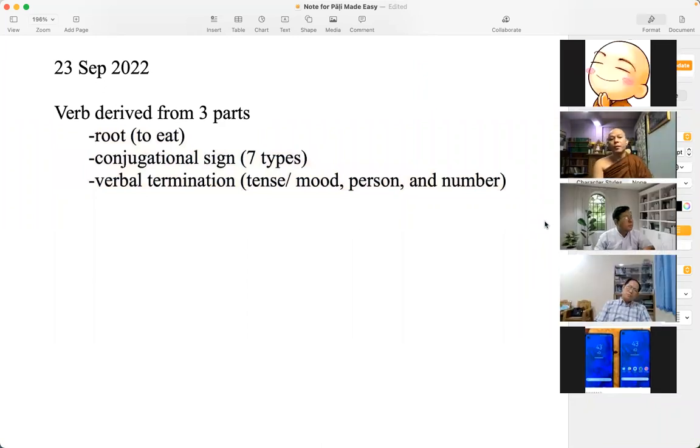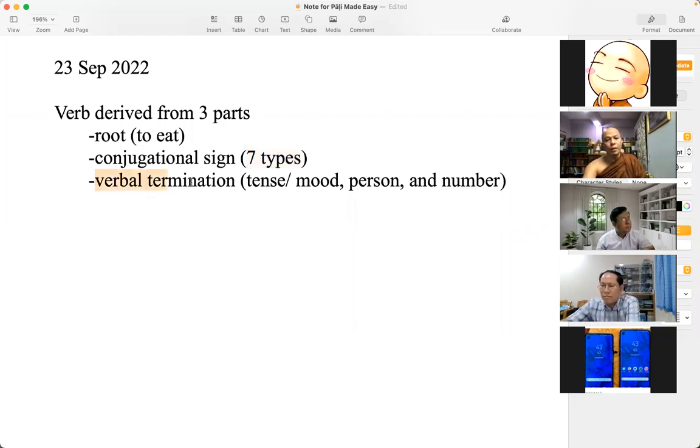Let me repeat. In Pali, a verb is derived from three parts. The first part is the root. The meaning of the root is just the infinitive sense, to eat. And the second part is the conjugation sign. Those conjugation signs are of seven types. So based on those types, roots also roughly we can see as seven kinds, seven groups, or seven classifications.